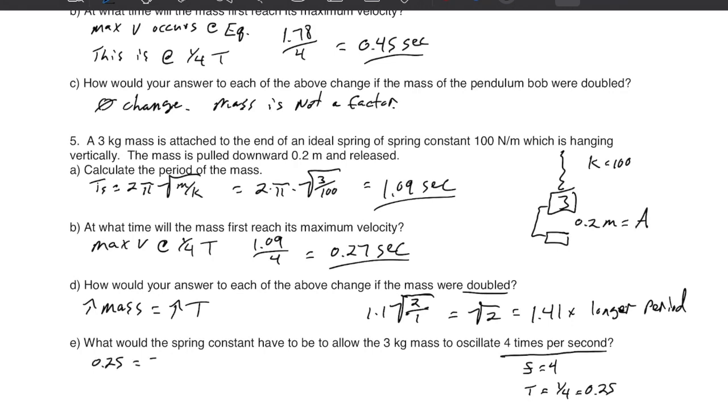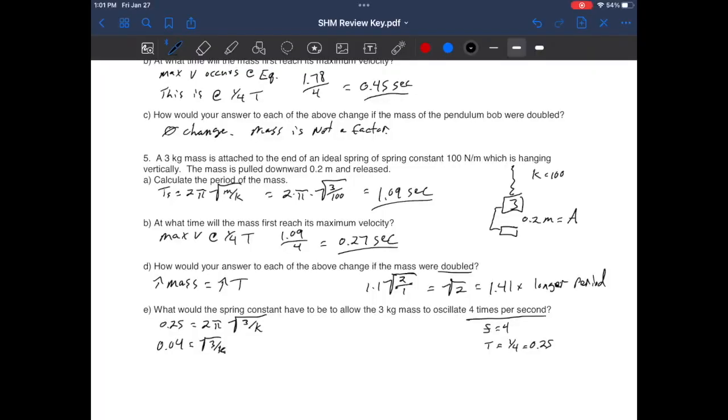So 0.25 is our period, and 0.25 is equal to 2 pi times the square root of m over k. They've told us the mass is 3, and we're solving for a new k. So now that we have 0.25, what we can do is divide by 2 and then divide by pi. If you want to divide by 2 pi together, make sure you put it in parentheses, 0.25 divided by open parentheses 2 pi close parentheses. Once we've divided that over, we get about 0.04 is equal to the square root of 3 over k.